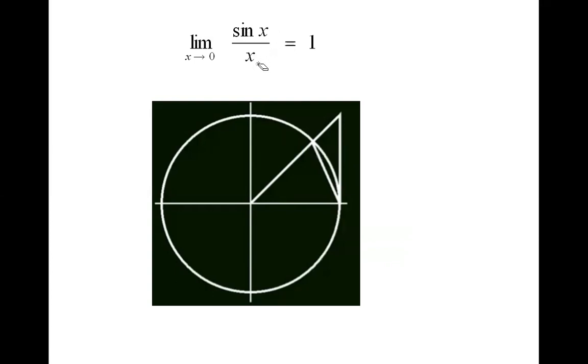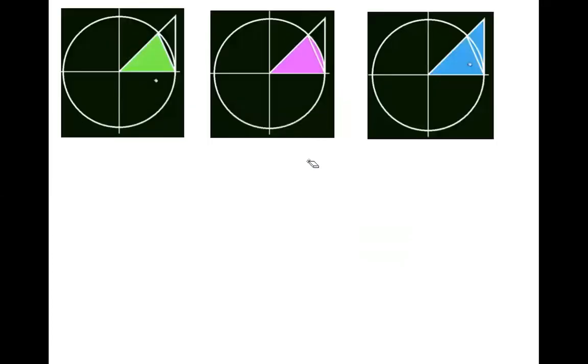That means sine of x over x, if x goes to 0, the limit is always 1. The behavior of this function is 1. Let's prove it first. I will take a circle like this one, and we can notice this triangle, and we can also notice the small triangle. Okay, let's see something.